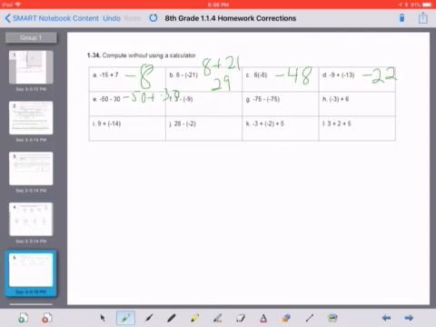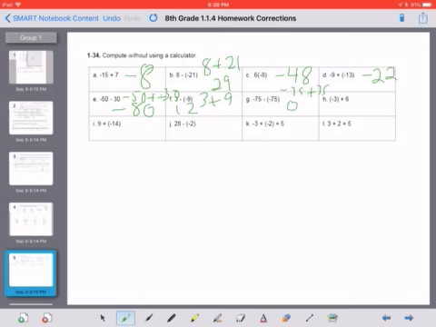So when I do that, I get negative 80 as my answer. 3 minus negative 9, I make it 3 plus 9, which is 12. Negative 75 minus negative 75, rewrite it as negative 75 plus 75, are opposites. When I add them, I get 0.